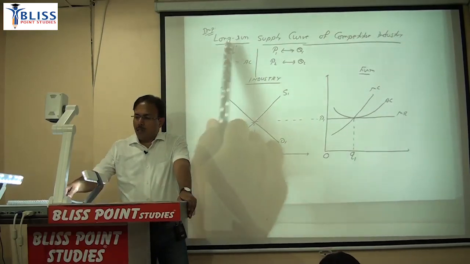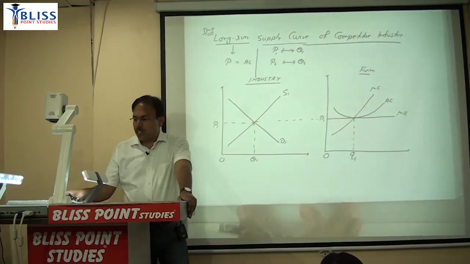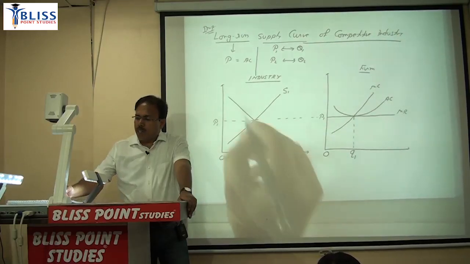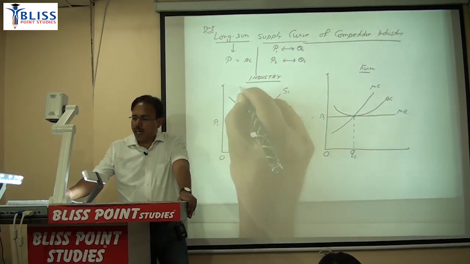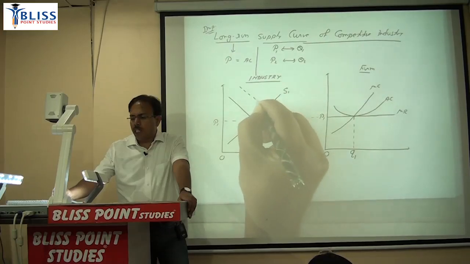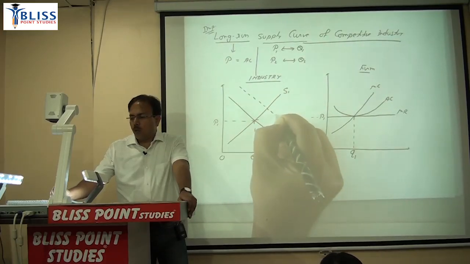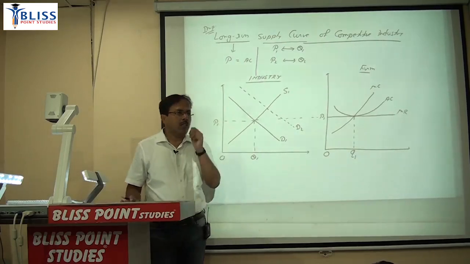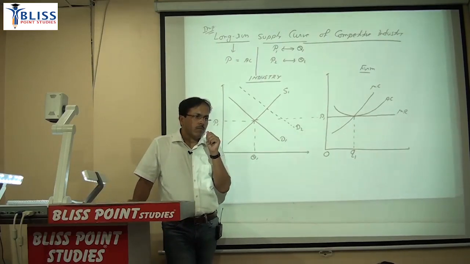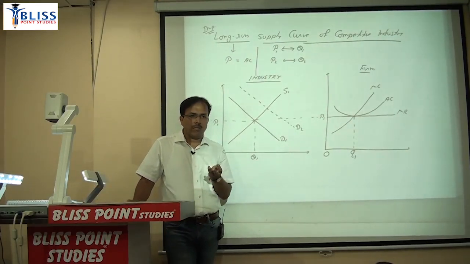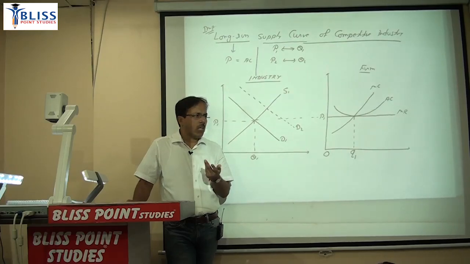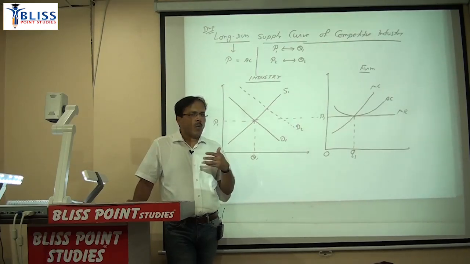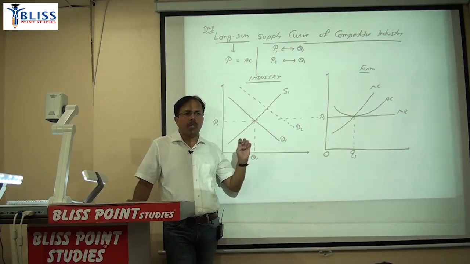Now, this is basically a dynamic analysis. Dynamic analysis means if the demand curve shifts to the right. Now, why can the demand curve shift to the right, or what could be the reason? Income may increase, taste or preference may change, so there could be any reason. So over a period of time the demand curve may shift to the right.